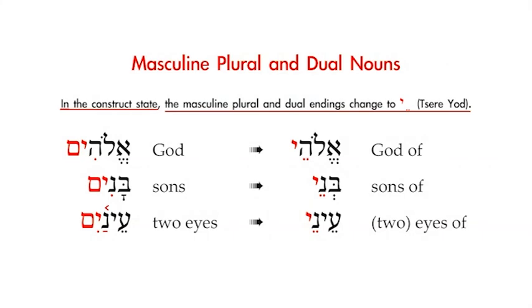So look in the examples on the left. This is an easy change to see. We have Elohim for God, banim for sons, and einayim, the dual noun for two eyes. In the construct state, those endings, im or ayim, change to tsere yod in each case. So now we have Elohe, bane, and einay. The tsere yod at the ending of any noun is a clear indicator of the masculine plural construct state. It makes it very easy to identify the function of these words in their context. So look out for that tsere yod. It almost always marks masculine plural construct.